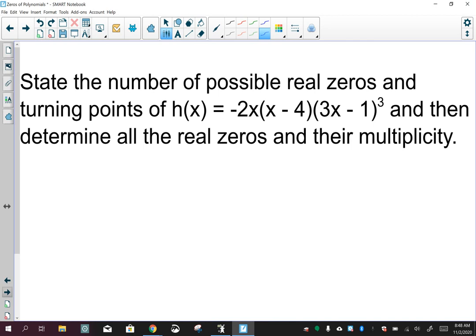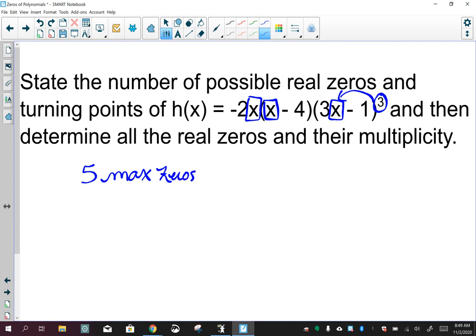So first thing we want to do, we want to state the number of possible real zeros and turning points for this specific equation, and then determine all the real zeros and their multiplicity. So we want to state the possible real zeros. What we need to look at here is your x values only. I've got one x value here, I have one x value here, and then here, even though it says 1, I've got that 3, so I actually have 3. So I've got 1, 2, 3, 4, 5. So actually I have 5 max zeros.